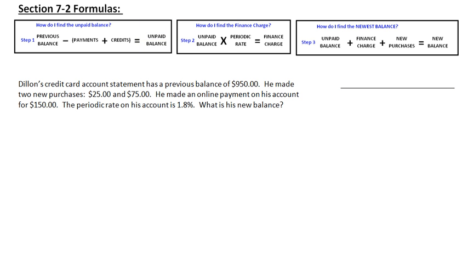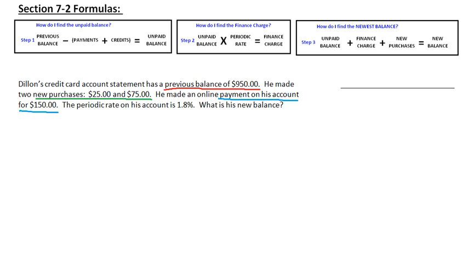Dylan's credit card account statement has a previous balance of $950. This month he made 2 new purchases. One was for $25 and one was for $75. He went to his credit card account online, and he made an online payment on his account for $150.